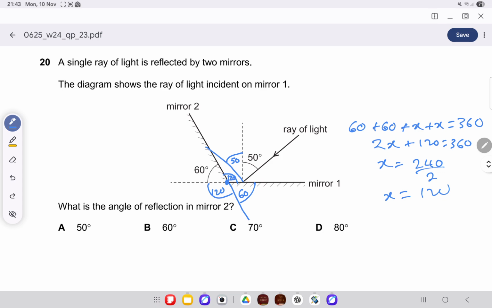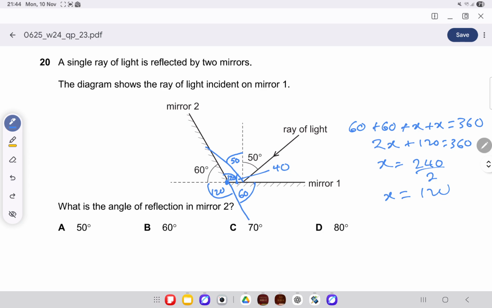Okay. So if I check, I can also find my angle, which will be formed here. Remember, the angle between the normal and the plane mirror must be 90 degrees. So if this is 50, then this side here, the angle here, is 40. All right. So I can see this is forming a triangle.